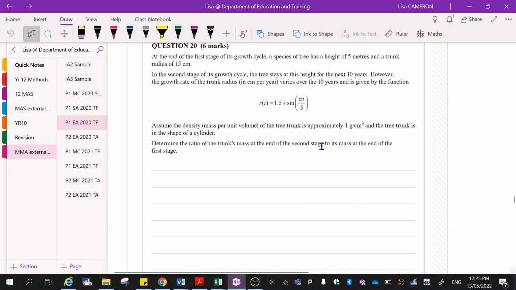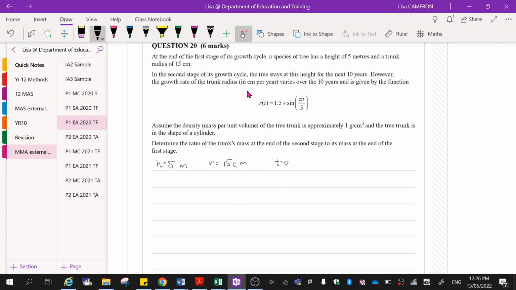Okay, so here we are, question 20. This is a tech-free question. At the end of the first stage of the growth cycle, a species of tree has a height of 5 meters, and the trunk has a radius of 15 centimeters. We're going to call that when t is equal to 0.